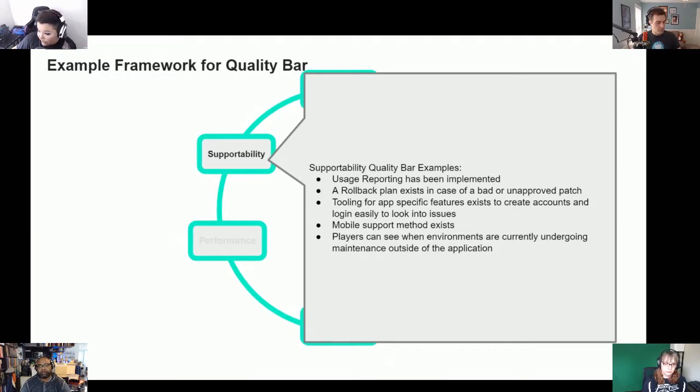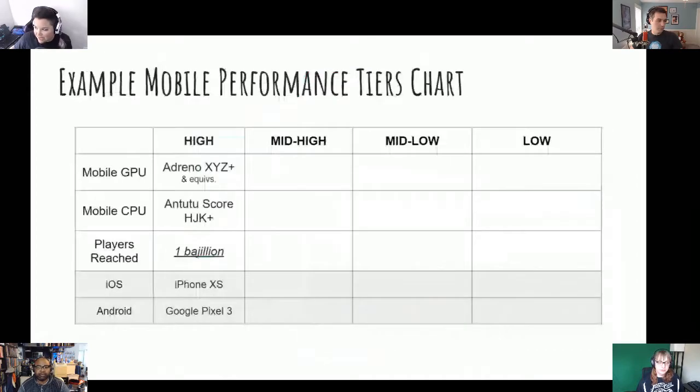So take a look at these. There's some really good ones here. We should noodle more on this. All right, now I'm going to show you the actual thing. So all I've done here is just show you the preamble. So let's talk about what actual quality bars look like. All right, here's an example.